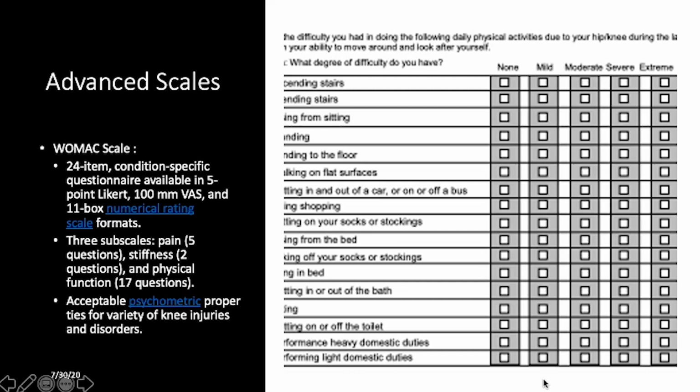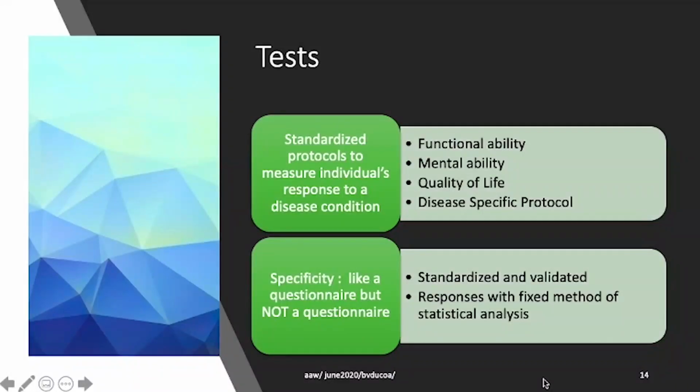Acceptable psychometric properties for a variety of knee injuries and disorders is the key point for this WOMAC scale. Nowadays, almost 25-30 scales are available for measurement of organ-specific or disease-specific characteristics, which are generally qualitative. And that's why implementing these scales makes our research more meaningful and valuable.